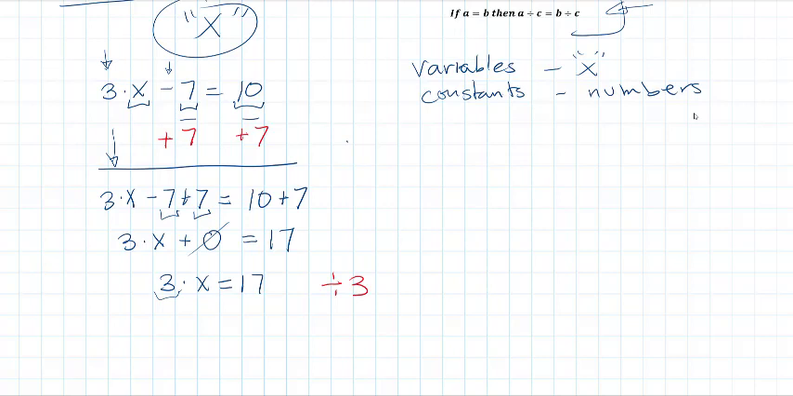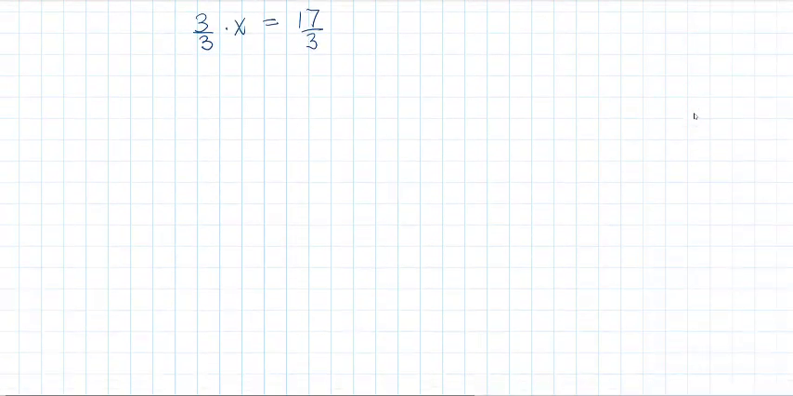And instead of writing division, I'm going to write this as a fraction. Because remember, when we divide a number by 3, it's like we are multiplying by the fraction with the denominator of that number. So now what we have here is 3/3 times x equals 17/3. And we can simplify this further, right? So 3/3 is exactly 1. So we have 1 times x equals 17/3.